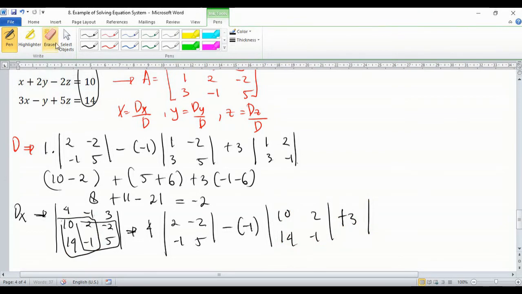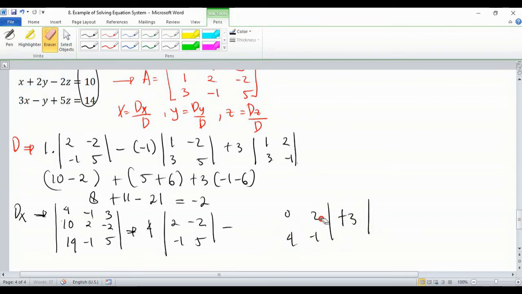Okay, there is something wrong. Wait a minute, there is something wrong. Okay, guys, sorry, there is something wrong in here. This one makes me feel it's not right.